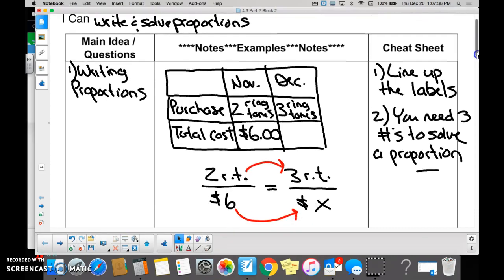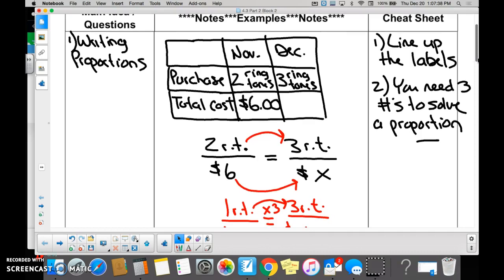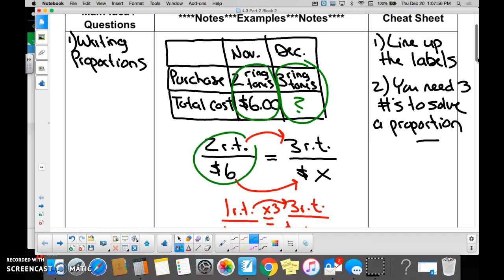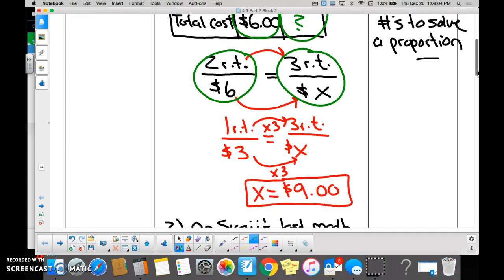Look at my table here. Cell phone stuff. Last month I bought 2 ringtones and it cost me $6. This month I bought 3 ringtones and it cost me $9. We don't know how much it cost me, do we? So we wrote a proportion. 2 ringtones cost $6. It's exactly how it looks in the table. 3 ringtones cost X dollars. Can you easily get from 2 to 3, you guys?